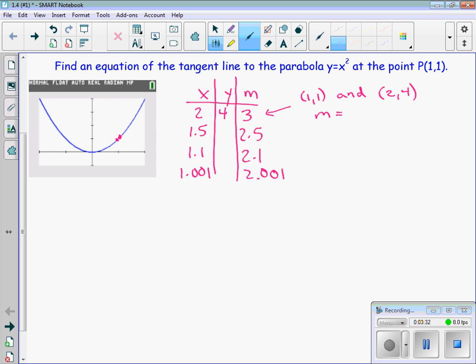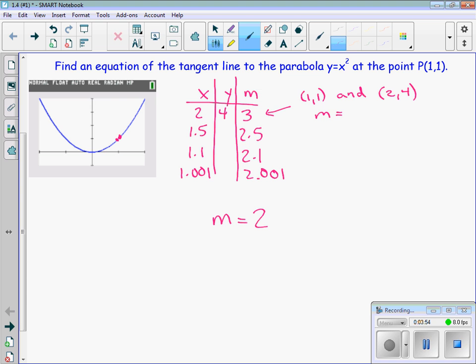Now think of our shortcut for a second. If I take the derivative, that is 2x. And what happens when I plug the point (1, 1) into that? We get a slope of 2. So it should match your shortcuts and all of that stuff. So we find that our slope is equal to 2.